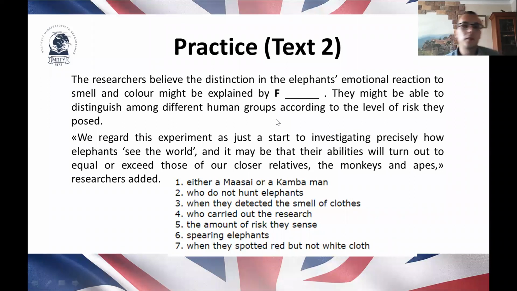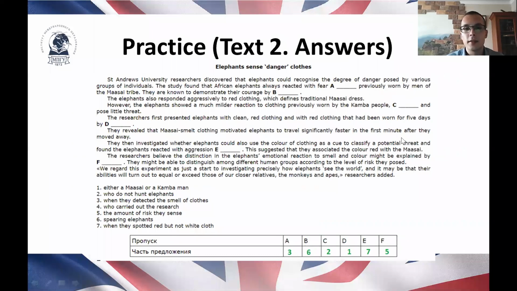Yeah. And also 6, but 6 we have already mentioned. And this is a wonderful rule. When we have put one thing, we cross it out, and it means that it is not going to be here. Yeah, and 5 is the only correct variant here. Okay, let's have a look what we got at the end. The answers for text number 2. 3, 6, 2, 1, 7, 5.